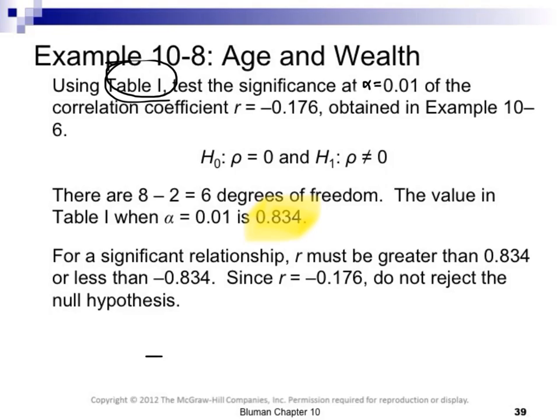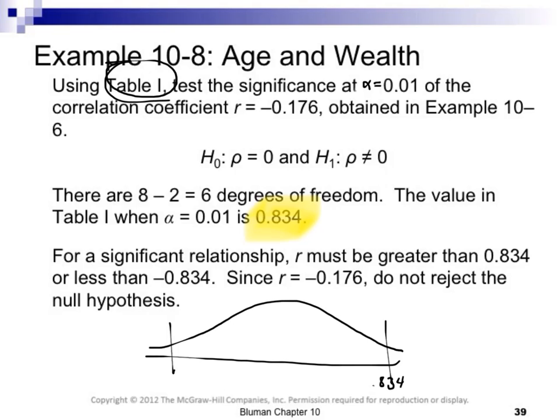So if we're drawing this, and this only works for a two-tailed test, r has to be greater than 0.834 or less than negative 0.834. And we got that from Table I. All we have to worry about there is our degrees of freedom and our alpha, and we get an r value that you're comparing. You don't have to calculate a t. So r is negative 0.176. Here's 0. So negative 0.176 is way in here.